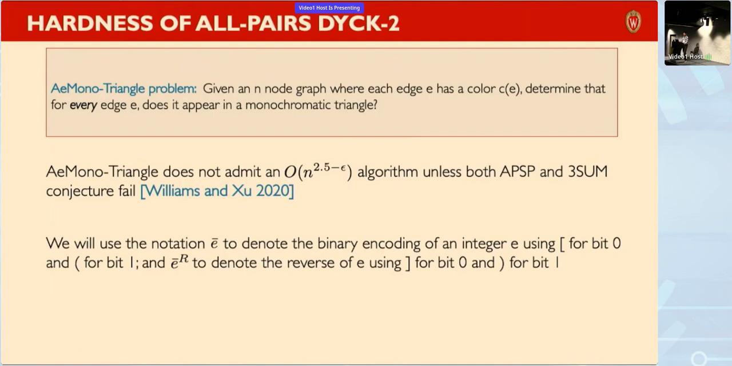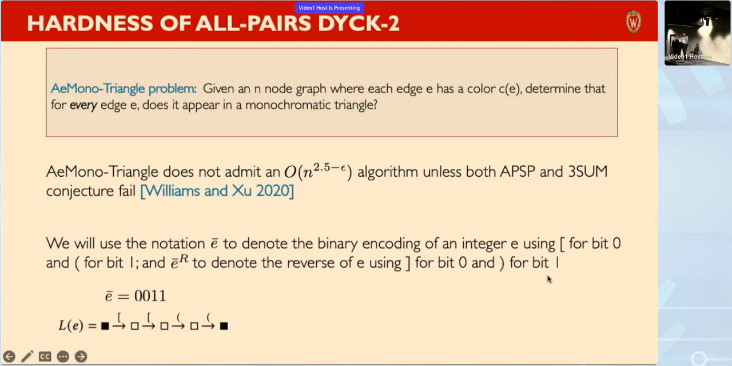So for each edge, we will have an integer associated with it. And I will use the binary encoding of that integer and encode it using brackets. So in the encoding for E, I will use the open square bracket for bit 0 and open parenthesis for bit 1. And if we reverse that particular encoding, I will use a closed square bracket for 0 and close parenthesis to represent bit 1.